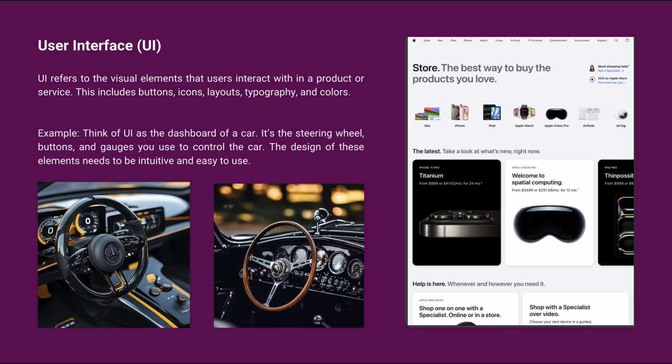Think of UI as the dashboard of a car. UI is the steering wheel. UI is also the buttons you see and the gauges you use to control the car. The design of these elements, that's the steering wheel, buttons, and the gauge, must be intuitive and easy to use. The same thing with this other website here. If you look at this design visually, it is appealing to look, and then it's easy for me to select which category I want to browse.